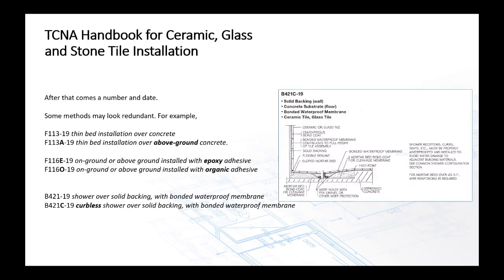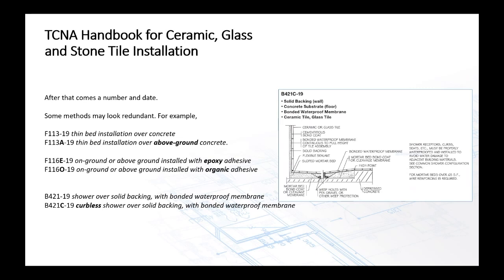After that, generally comes a number and a date. So right now, again, working in 2019, you see a method on the right, B421C 19. Some methods may look redundant because they repeat. There's an F113 19, thin bed over concrete. There's also an F113A 19 to differentiate it because it's above ground. The reason why that's a little bit different is because above ground requires different movement joint requirements. So the method didn't make sense to just include it all in one.